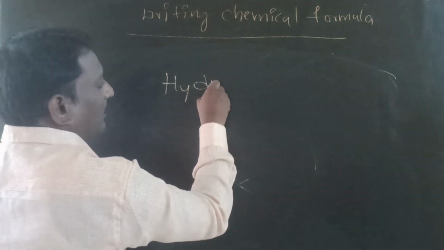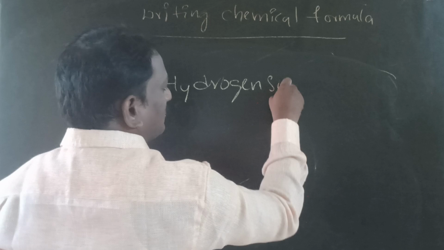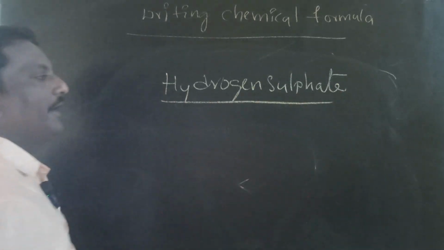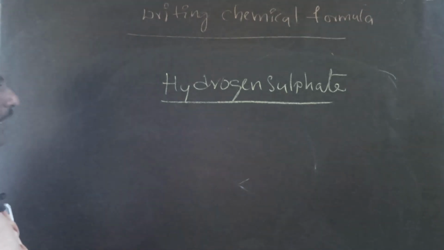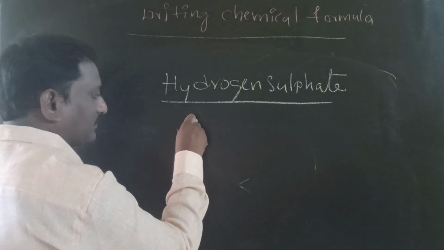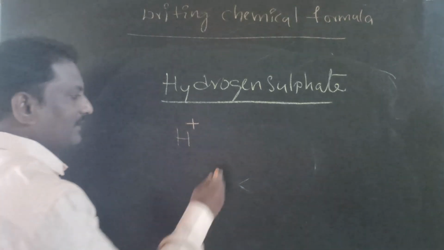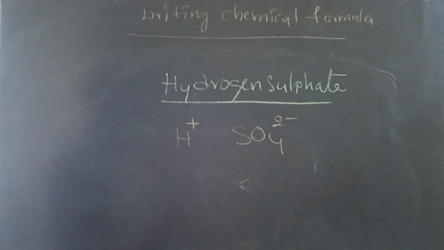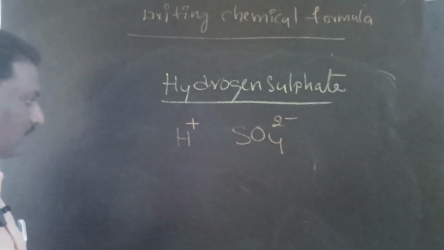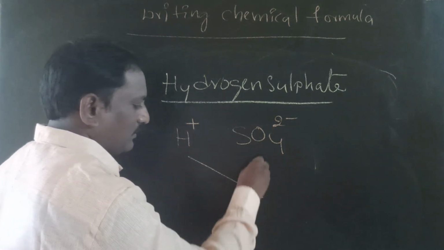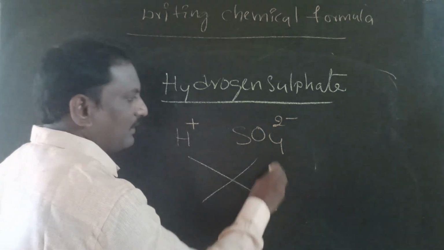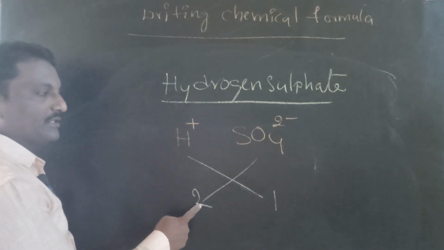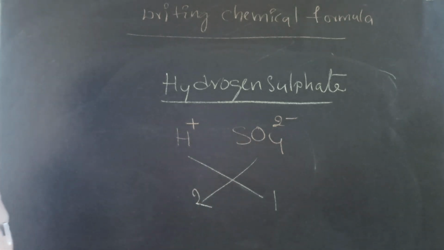Hydrogen sulfate. Hydrogen ion H+, sulfate ion SO4 2-. So we need to crisscross. 1 must be placed here, 2 must be placed here. That means we require 2 hydrogen ions to neutralize 1 sulfate ion.